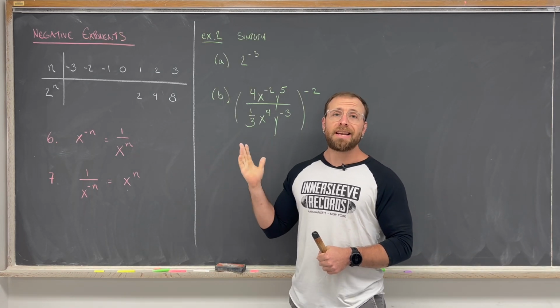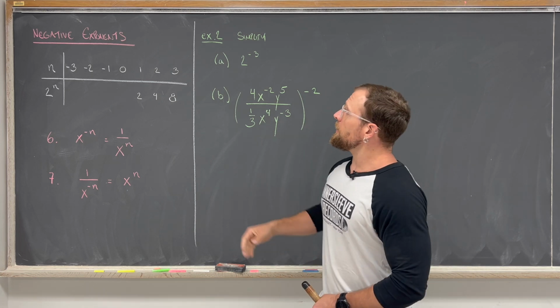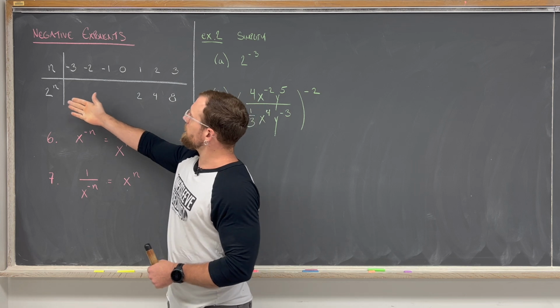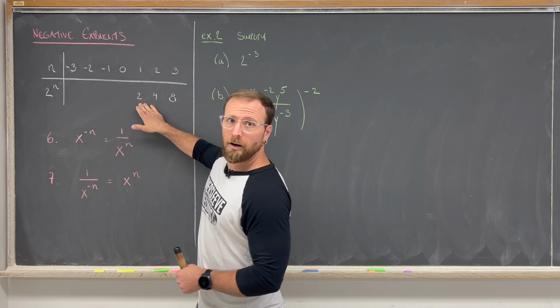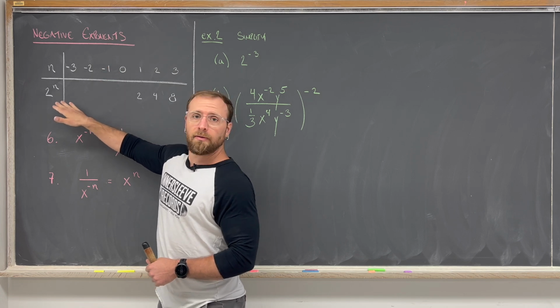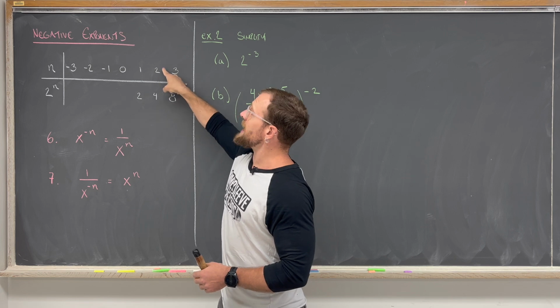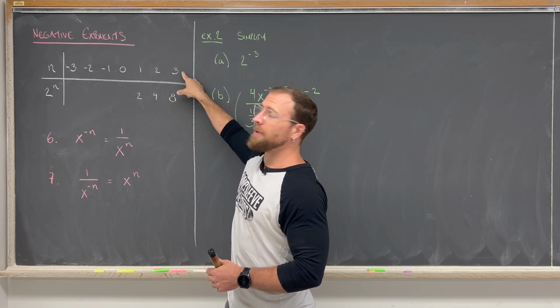Okay, now let's talk about negative exponents, and an exponent of 0 for that matter. I've got a little table here, and I've filled out part of it. In the top row I've got values for n. In the bottom row I've got values for 2 to the n. So 2 to the 1st power is 2. 2 to the 2nd power is 4. And 2 to the 3rd power is 8.